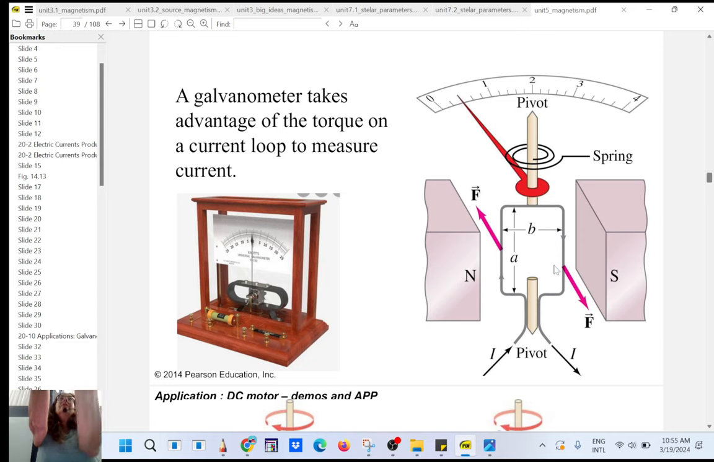Even though one force is this way and another force is that way, the total force is zero, but not the torque. The torque will be providing a twist. So here you have a torque, you have a spring, and that's how back then we were able to measure how much current was flowing. That was before the age of electronics. You have a coil here.